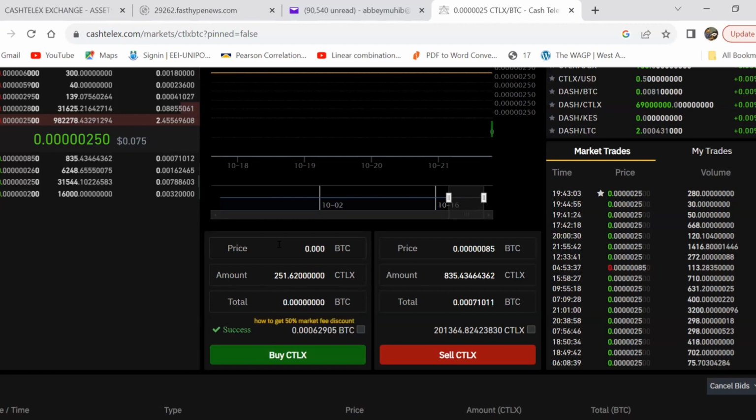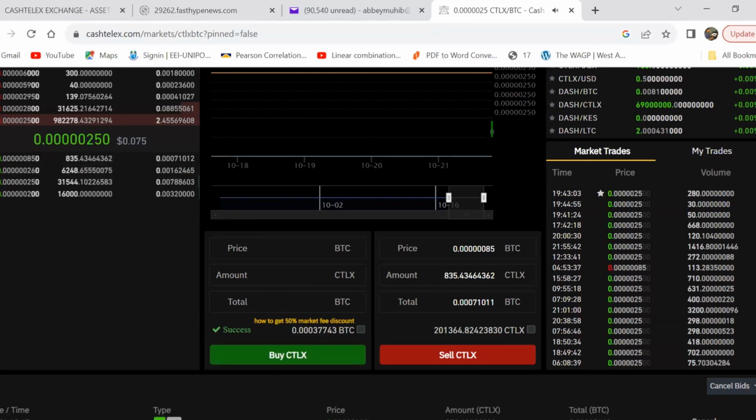0.000. How many zeros do we have here? We have 1, 2, 3, 4, 5. So we have 5 zeros, then 2. So we have it at 250. I'm going to say 100. So 100 is going to give me 251 and some fraction. I'm going to place a trade, and automatically you will see it in this region where it's supposed to go. So buy.